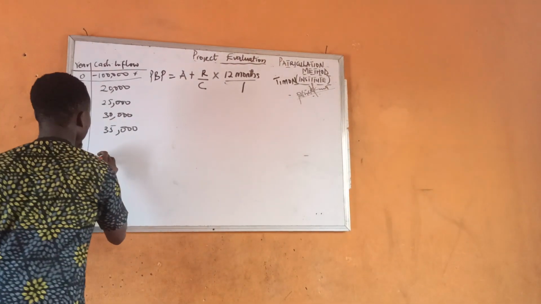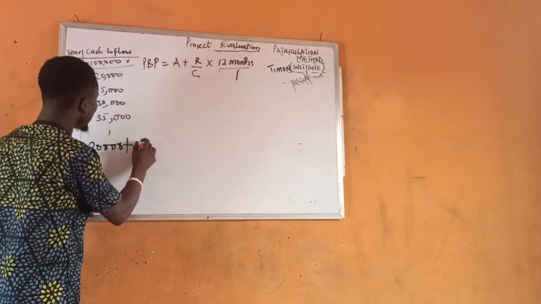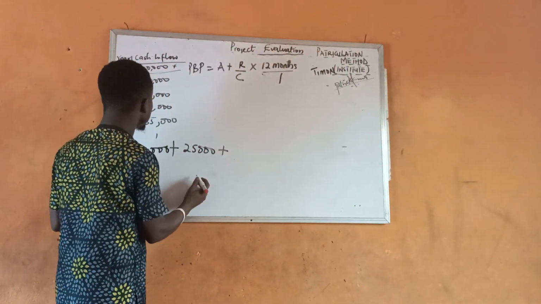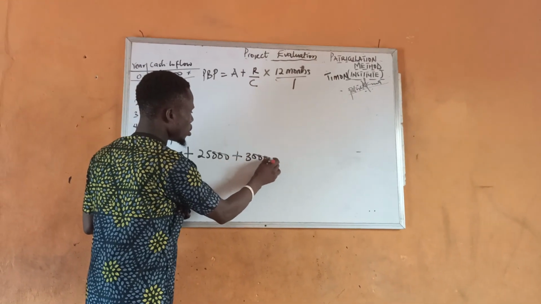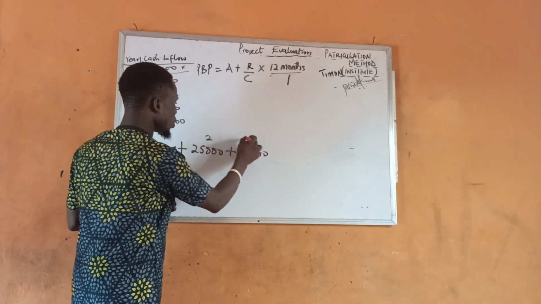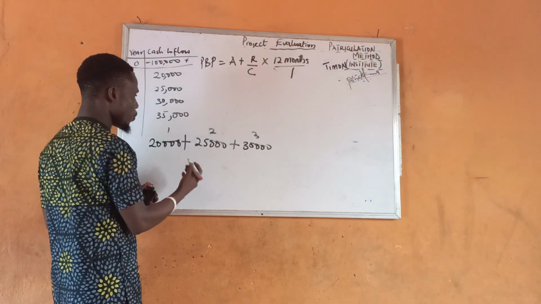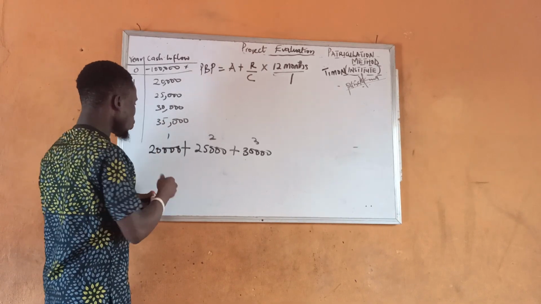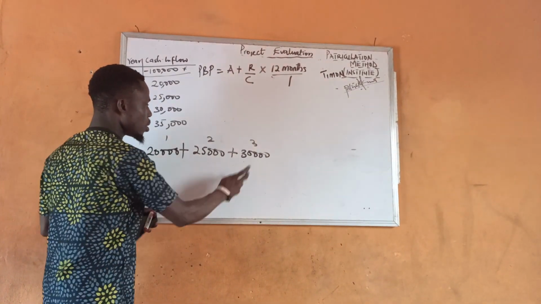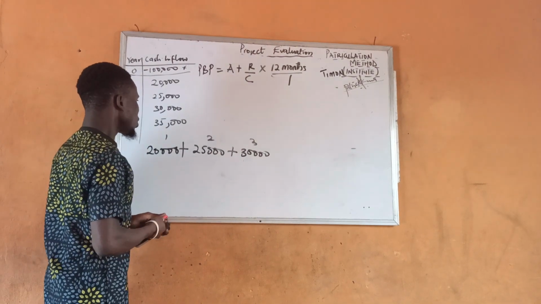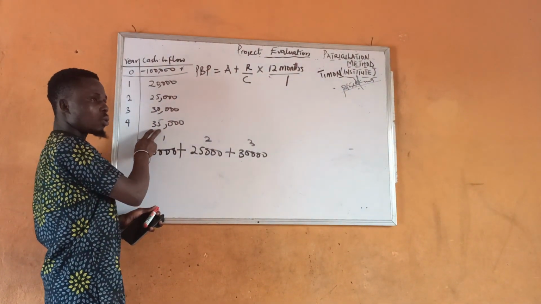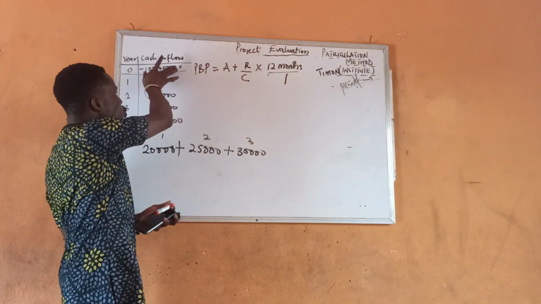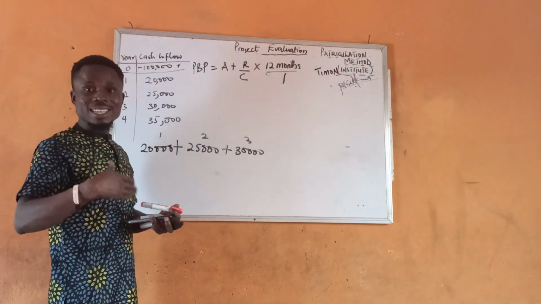So we have 20,000 here, 25,000, plus 30,000. That is 2, 3. Let's try and check if we get a closer amount before the last year. So 20,000 plus this is 45,000 plus this. This is 75,000. If we add the next one, it will be up to the amount we invested, and it will to an extent exceed that.